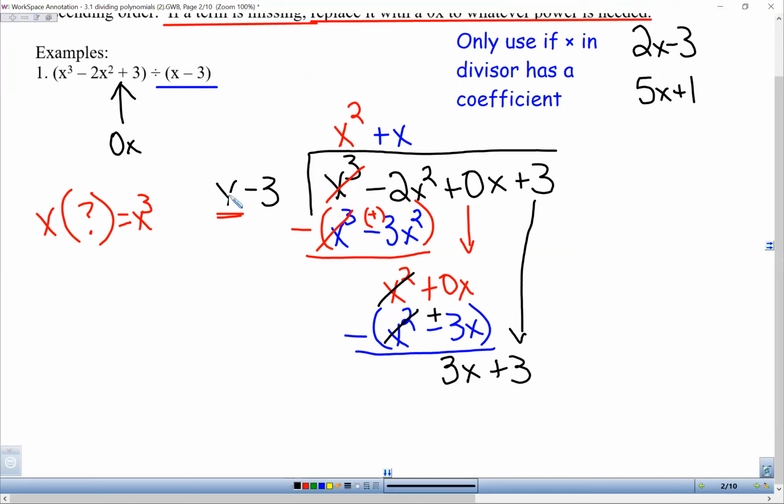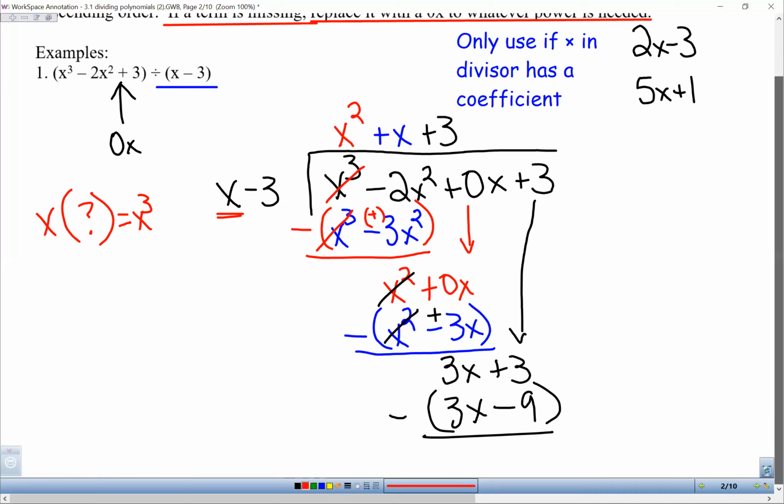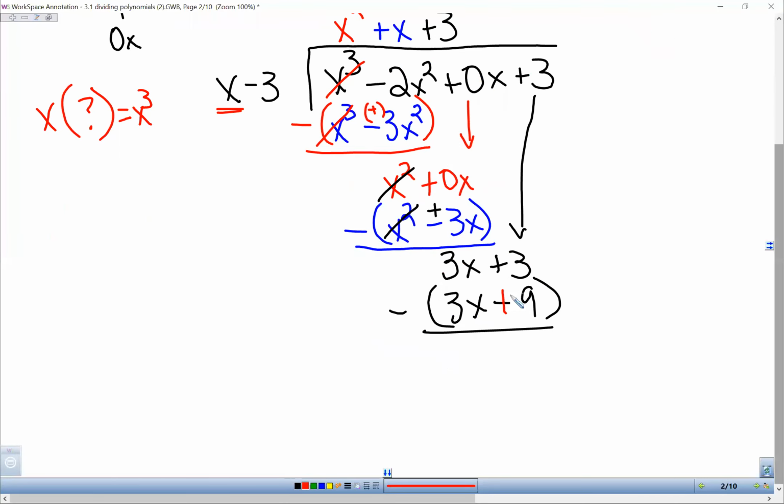So what do I need to multiply x by to get 3x? X times 3 is 3x. So put a 3 up there. 3 times x, 3x. 3 times negative 3, negative 9. And again, subtract the entire quantity. So our minus 9 becomes a plus. The 3x's cancel out. 3x minus 3x is 0. 3 plus 9 is 12. And we don't have anything else to bring down, so 12 is our remainder.